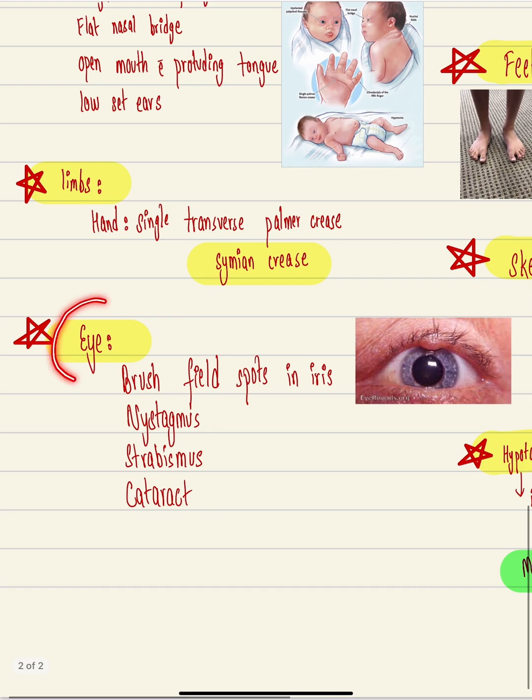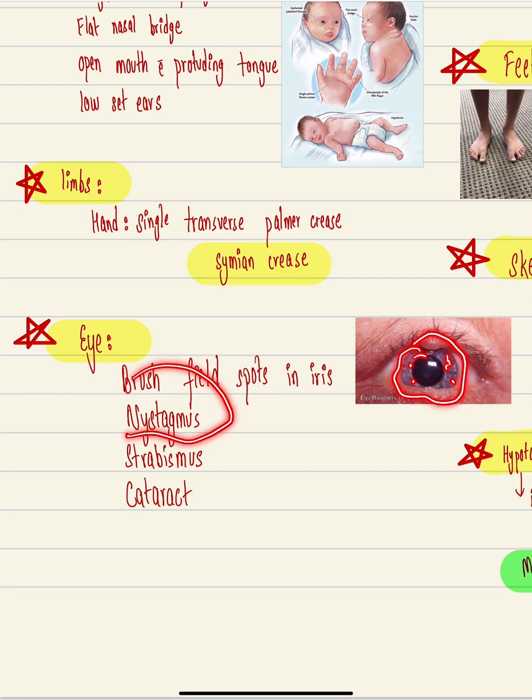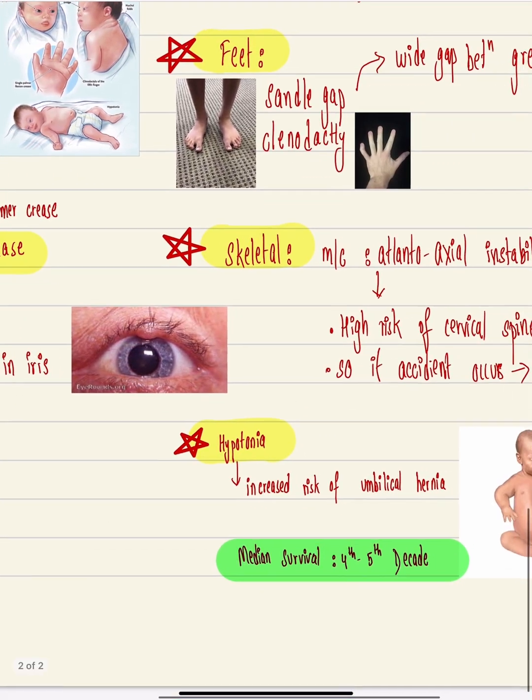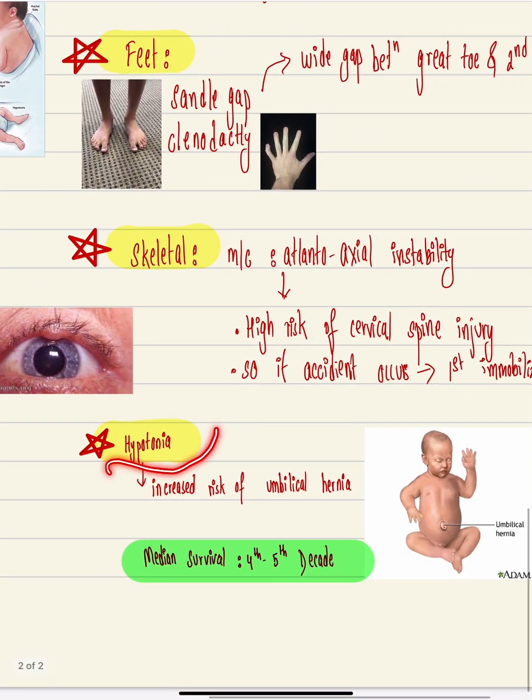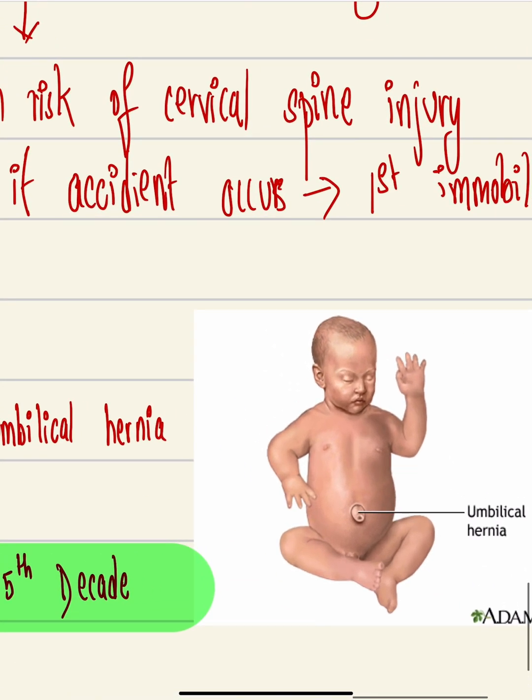If you look at the eye, we can see Brushfield spots in the iris. You can see here in the iris there are Brushfield spots. There might be nystagmus, strabismus, and cataract. And the patients might have hypotonia, which increases the risk of umbilical hernia. We can see the cute baby with umbilical hernia.